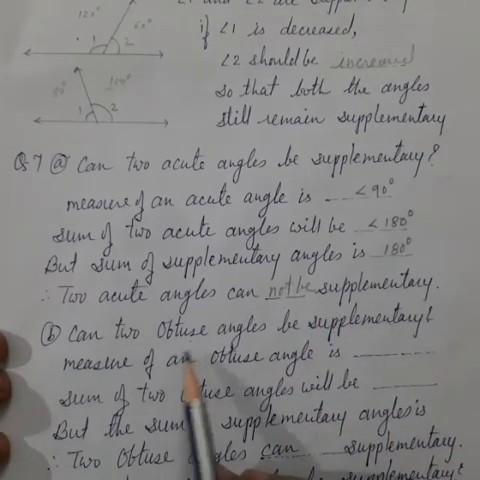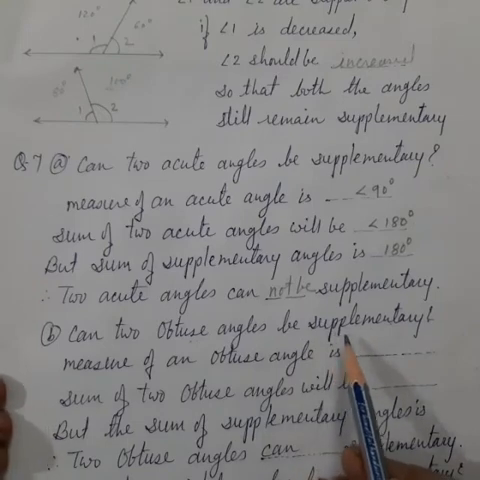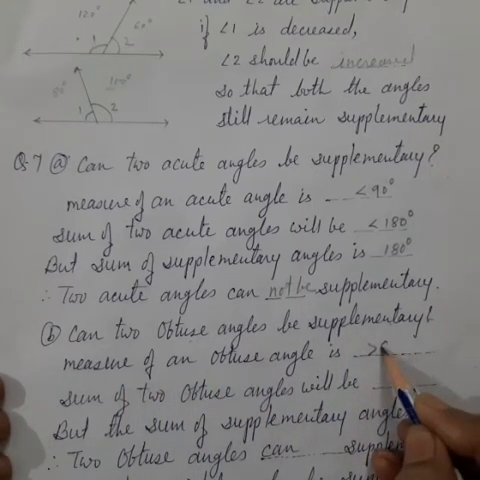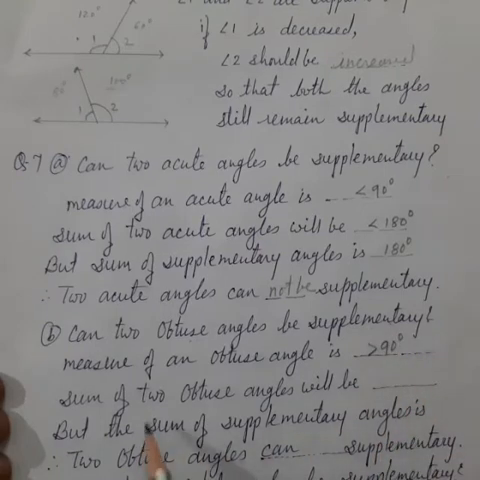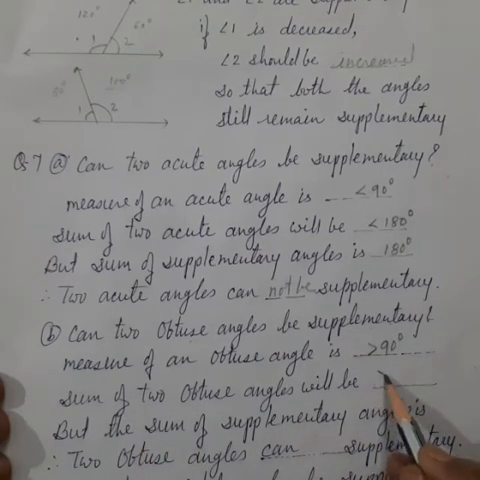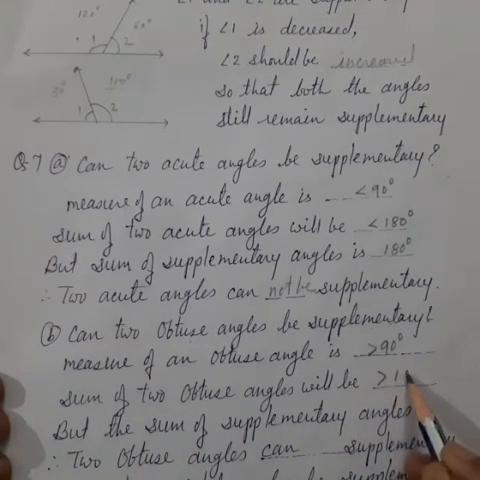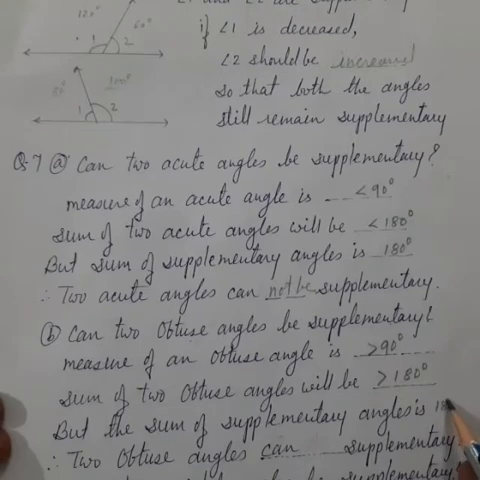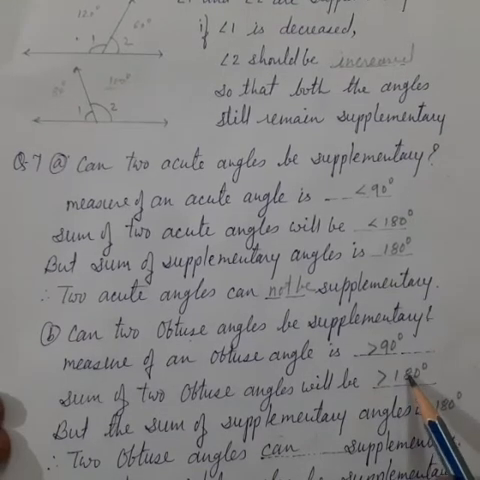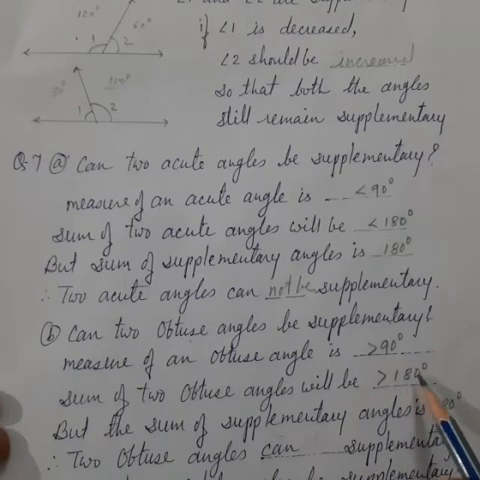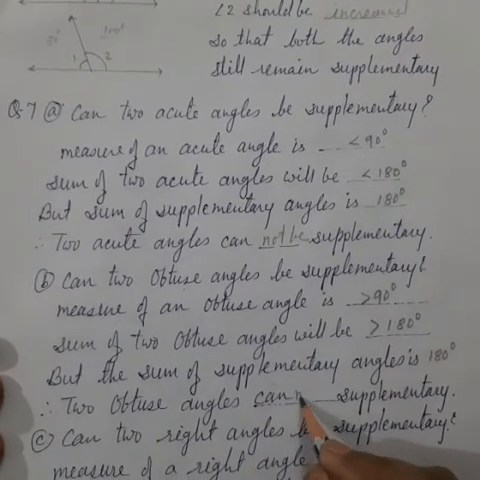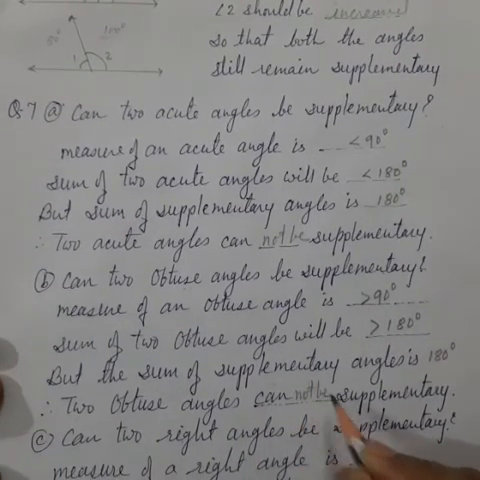Two obtuse angles, can they be supplementary? The measure of an obtuse angle is greater than 90. So the sum of two obtuse angles will be greater than 180 degrees. But the sum of supplementary angles is exactly 180 degrees. It is greater than 180 degrees. So two obtuse angles cannot be supplementary.